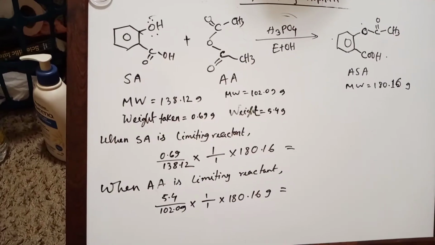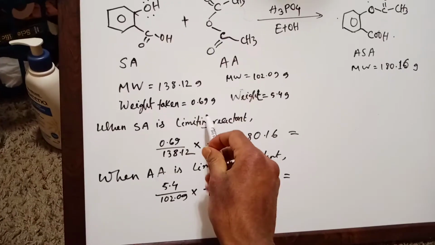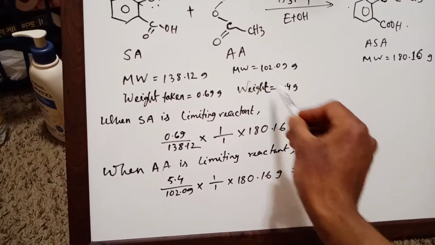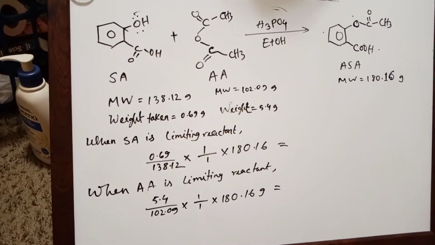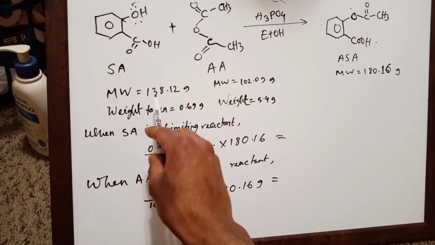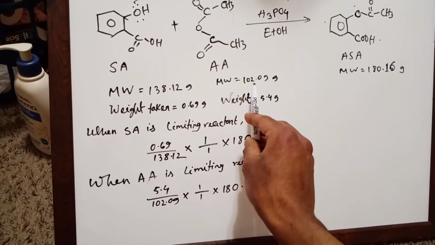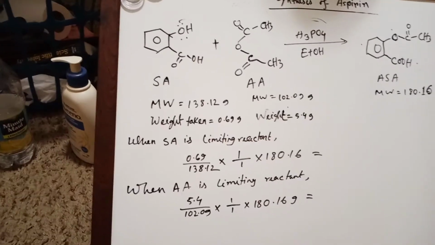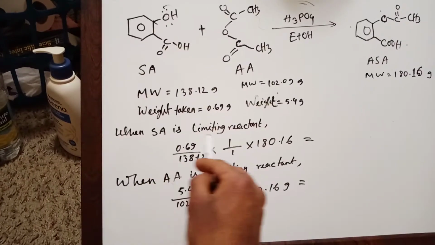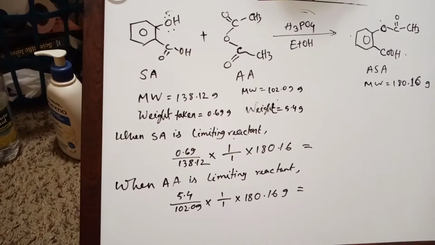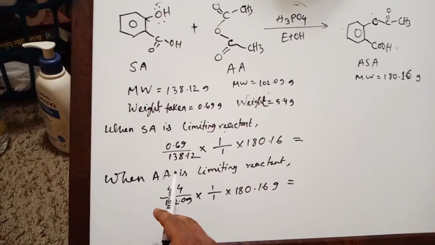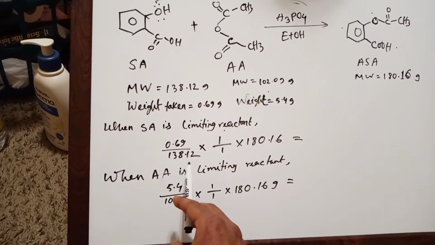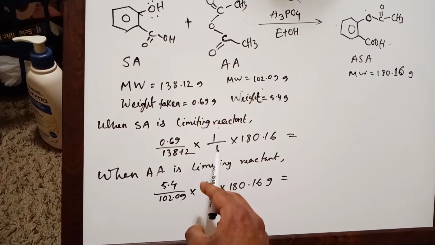So first, to do the reaction, we have taken 0.69 gram salicylic acid and 5.4 gram acetic anhydride, and these are the molecular weights: 138.12, and this is the molecular weight of that, and this is the molecular weight of that. So if we consider that salicylic acid is the limiting reactant, then first we need to find out the mole of the salicylic acid: 0.69 divided by 138.12, multiplied by the ratio.